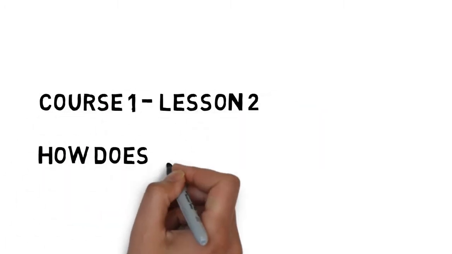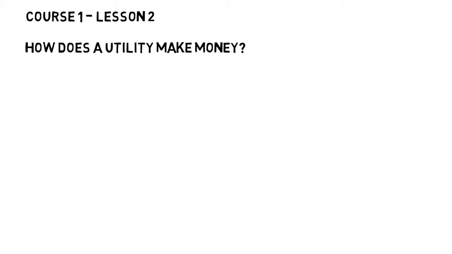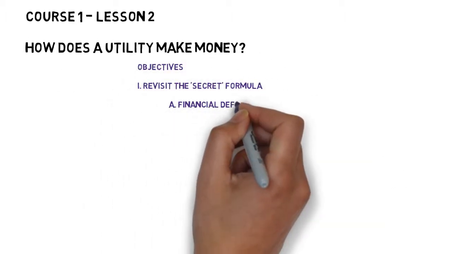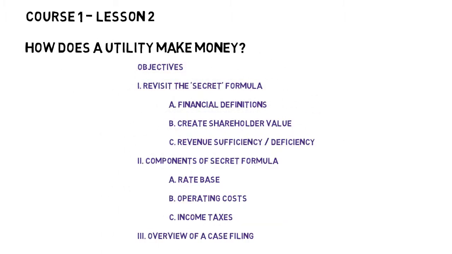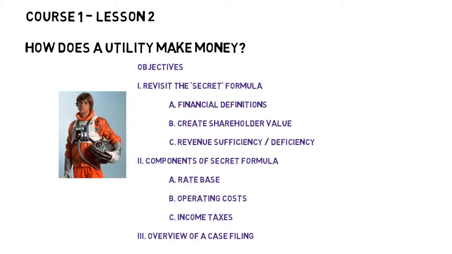All right, welcome back. This is Course 1, Lesson 2, How Does a Utility Make Money? Something that's near and dear to all of our hearts. Some of the objectives we're going to unpack today: we're going to revisit the secret formula, talk about some financial definitions, creating shareholder value, talk about some of the components of that formula, and then spend some time doing an overview of a case filing. As always, I'll be your host, Luke Skywalker.